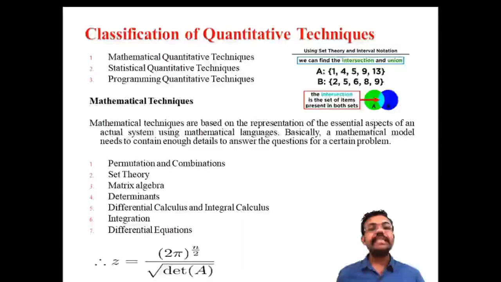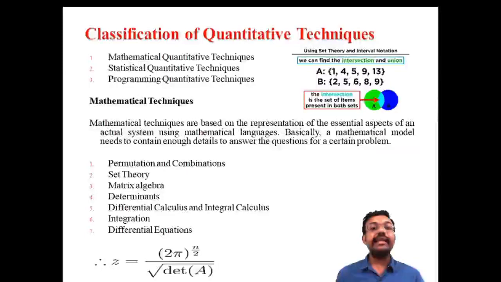Normally there are three categories of quantitative techniques. The first one is mathematical quantitative techniques, the second one is statistical quantitative techniques, and the third one is programming quantitative techniques. These are the three important classifications of quantitative techniques. Discussing the first one, the mathematical techniques. The first classification of quantitative technique is mathematical.